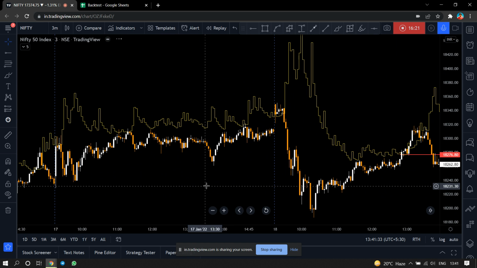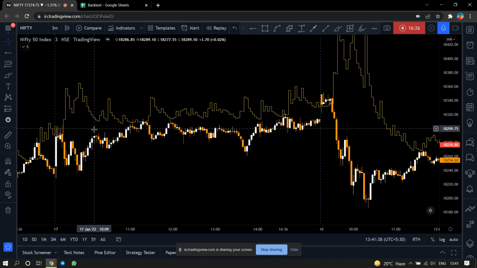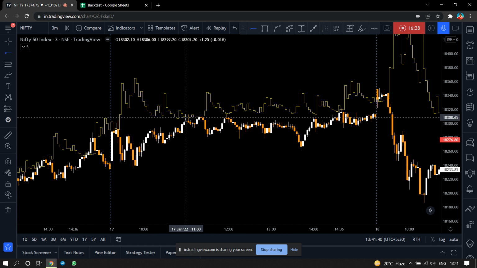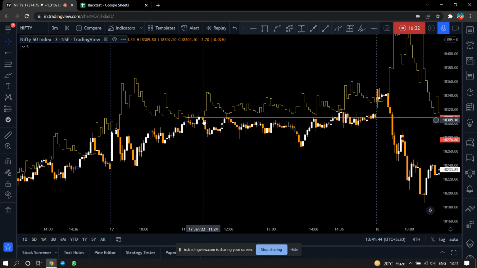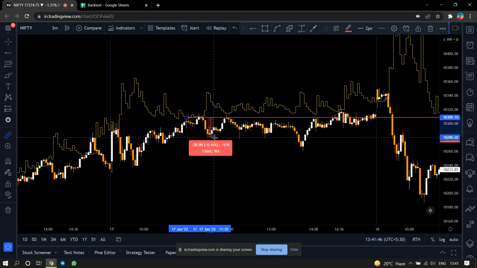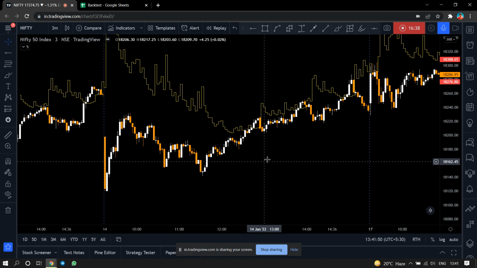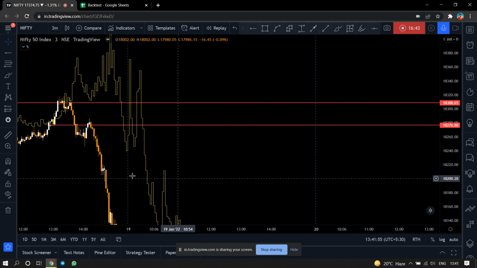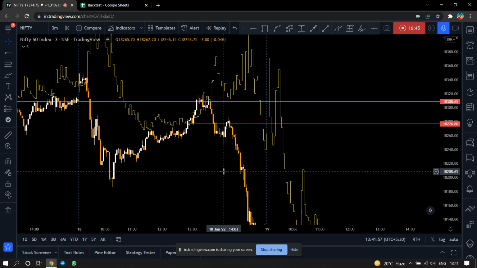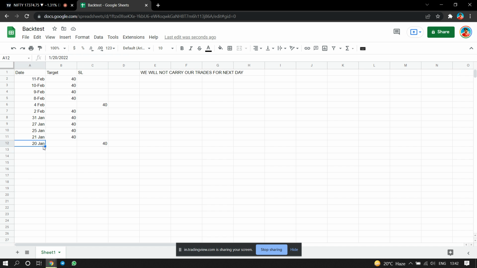So I'll just ignore this one, and if you go on continuing doing this, marking levels, you will see we are eventually able to get results. Here also we are getting into a no man's land, so there's no stop loss, no target. Here you will see we were able to reach our target. So this will continue, but we have come back a lot.